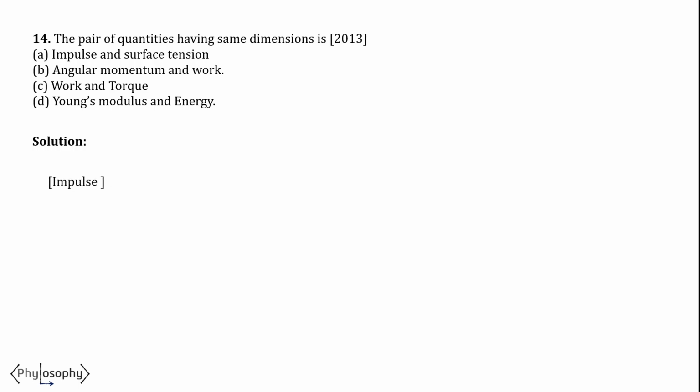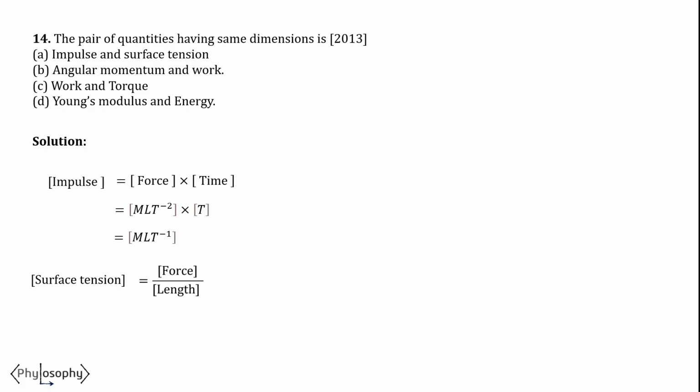So first, let us consider the quantity impulse, which is defined as force times time, and we know that the dimensional formula for force is m l t to the power minus 2, and for time it is t. So if you calculate all the powers, then the dimensional formula for impulse will be m l t to the power minus 1. Surface tension is defined as force per unit length. So if you put the dimensional formula for force and length, then you will get the dimensional formula for surface tension, which is m t to the power minus 2.